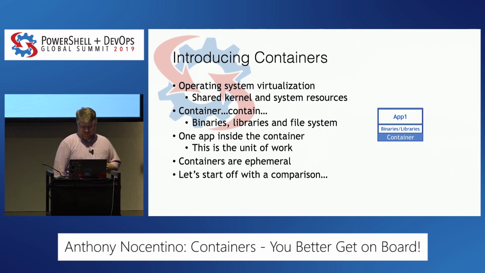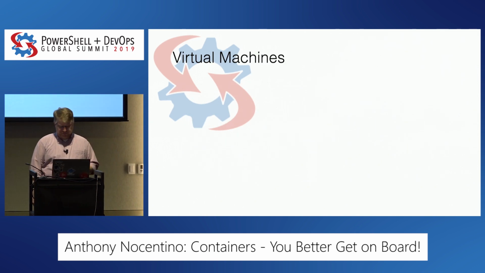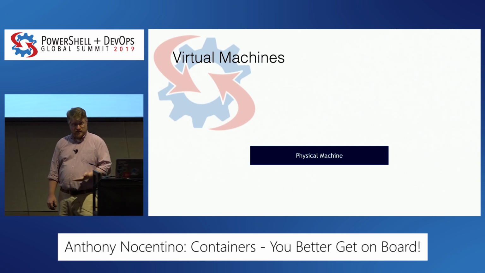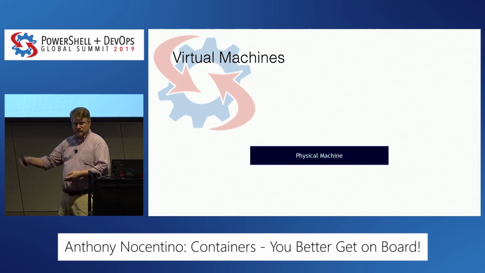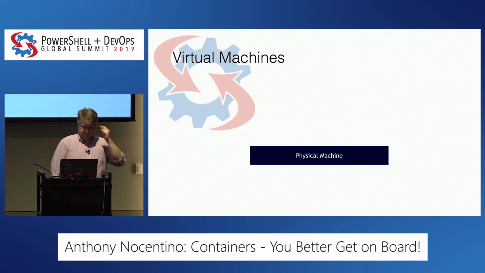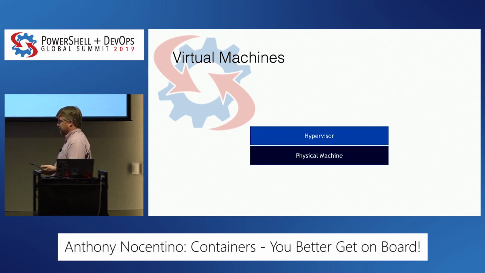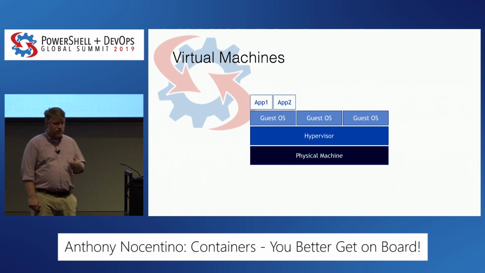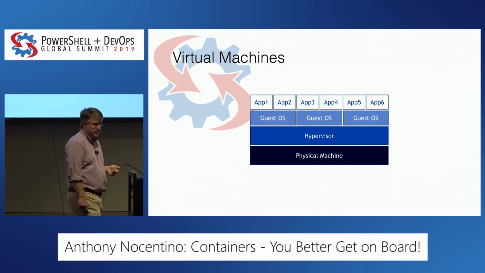And so let's start off with a comparison. This is where I want to beat up on VMs for a little bit. So back in the day, people used to buy computers and put them in data centers, right? Now we just swipe a credit card and buy VMs from somebody else. But you would buy a physical machine and you'd install a hypervisor on it, right? And then you'd go about installing these guest operating systems on top of that, and then you install your apps on top of those OSs, right?